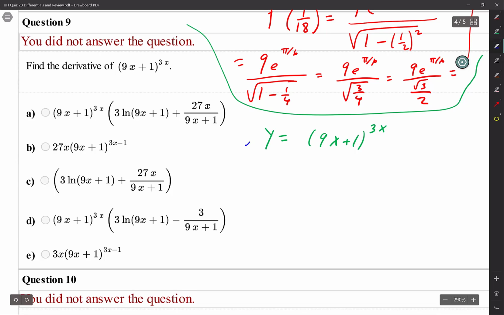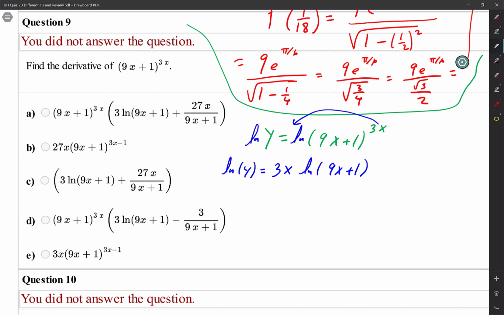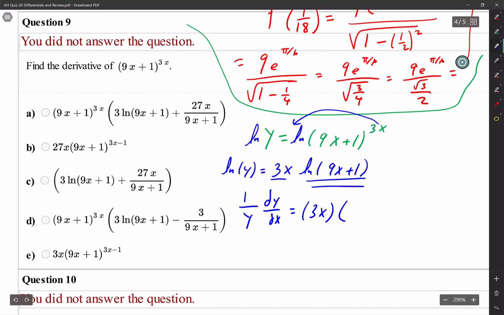So here's what we're going to do. Let me choose blue. ln, ln. So now I have ln of y. We're going to have to do it implicitly and bring that 3x down. 3x ln of 9x plus 1. So now I'm going to take a derivative. So we're going to have 1 over y dy dx equals, and I've got to do product rule. First times the derivative of the second, plus second times the derivative of the first.